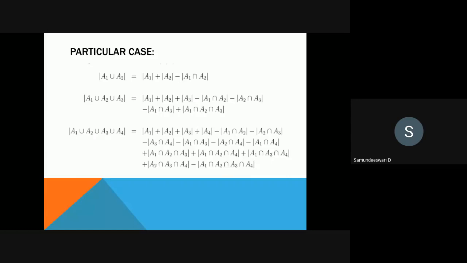Okay. Now suppose we have four sets. The same thing. First I have to write the single sets: A1 first, A2 second, A3 third, A4 fourth. Next I have to write the collection of two sets from 1, 2, 3, 4. How do you get the collection of two? From 1 2, 1 3, 1 4, then 2 3, 2 4, 3 4.